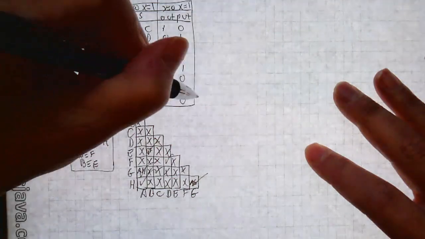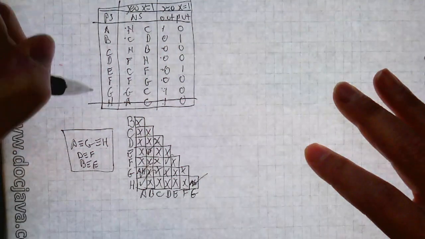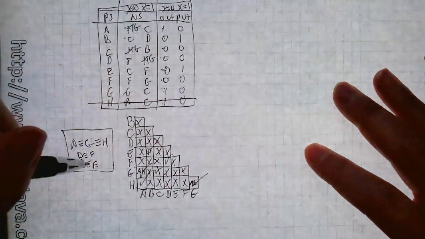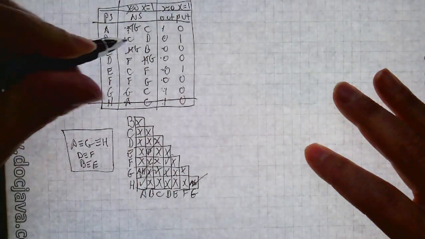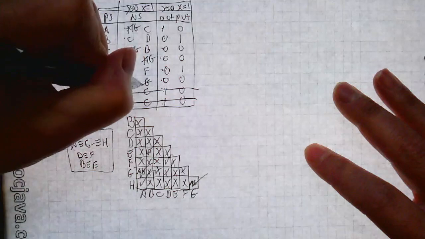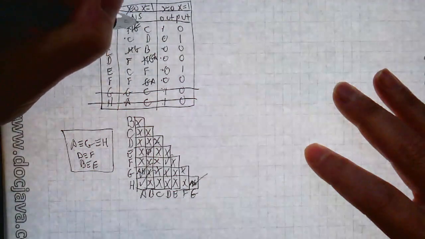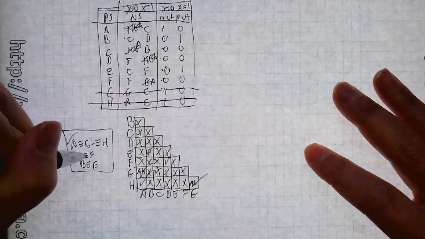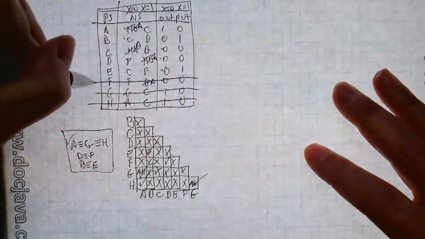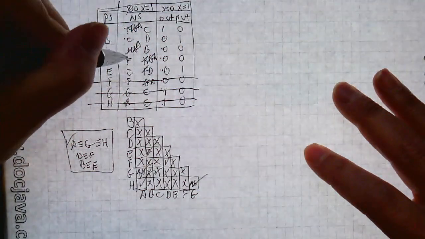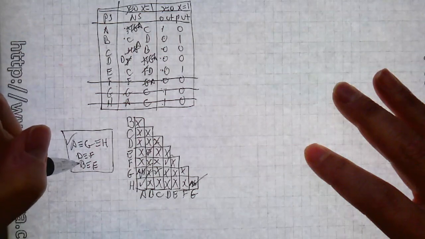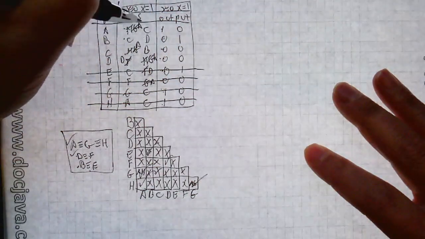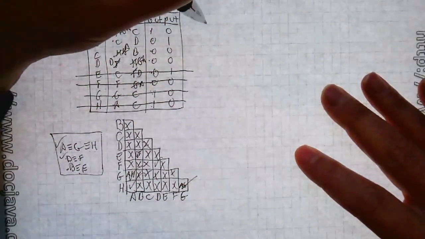Anywhere I see H, I can write in G. Anywhere I see G, I can write in A. Anywhere I see F, I can write in D. Anywhere I see E, I can write in B. So what are we left with now?